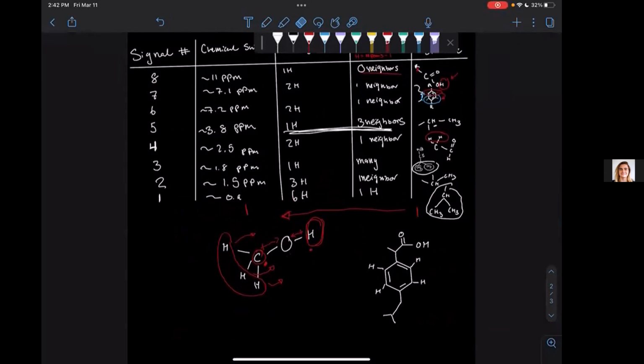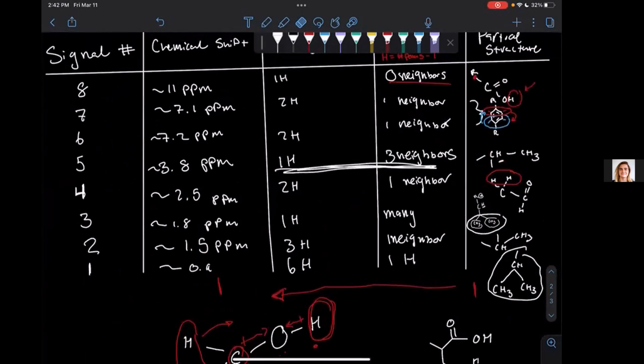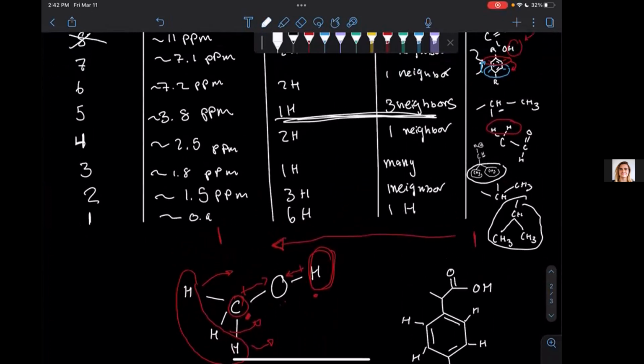So at number 8, we are looking for carboxylic acid that has 0 neighbors. So here we have a hydrogen on the carboxylic acid, and here there are no neighbors. So that one checks out. We'll go ahead and cross it out. So now we'll look at number 7.